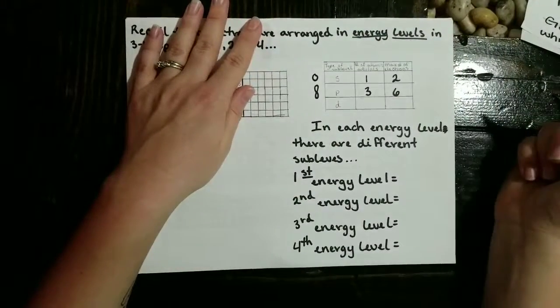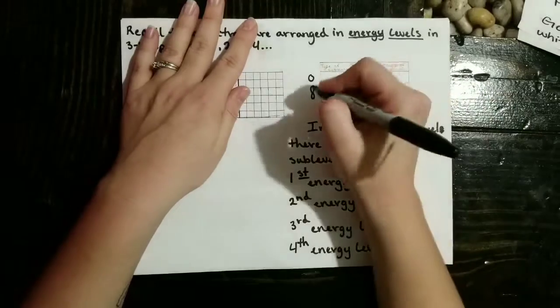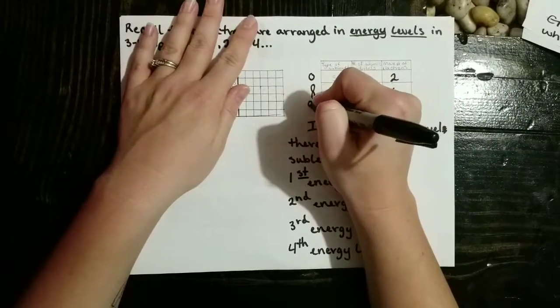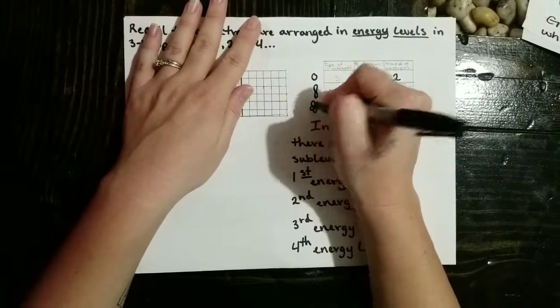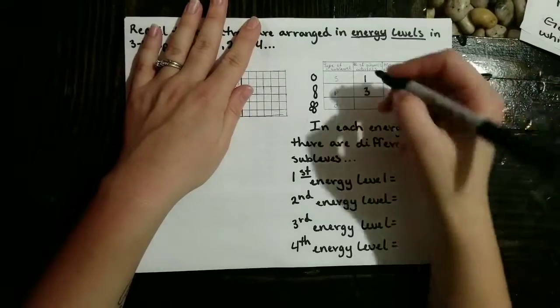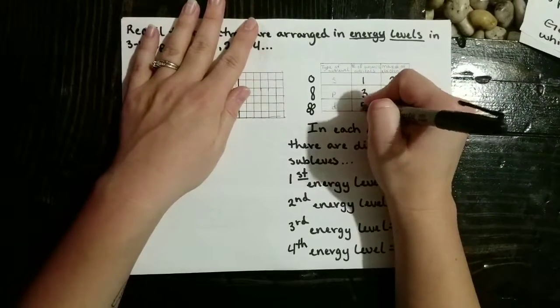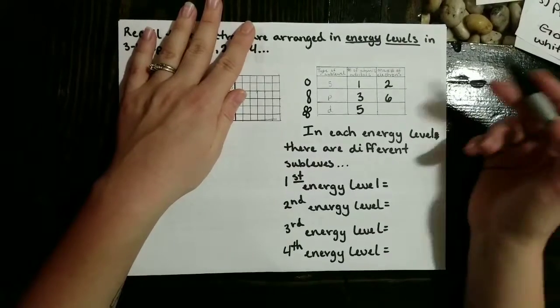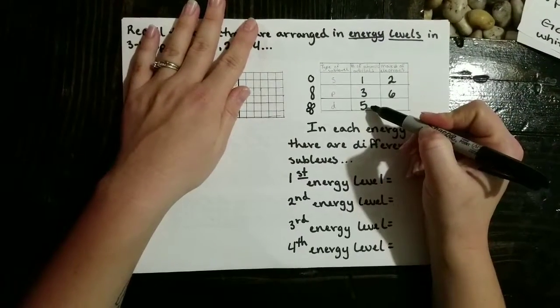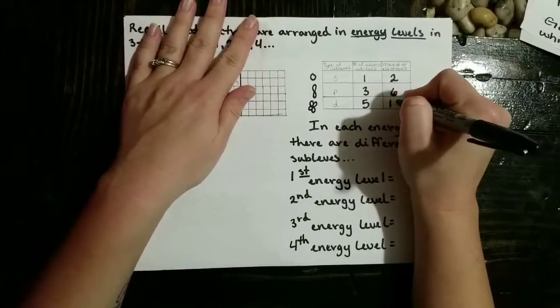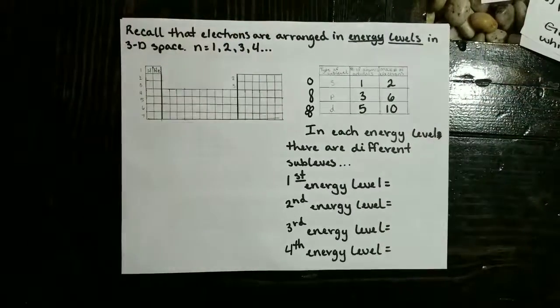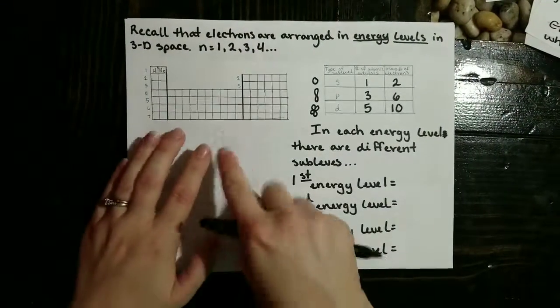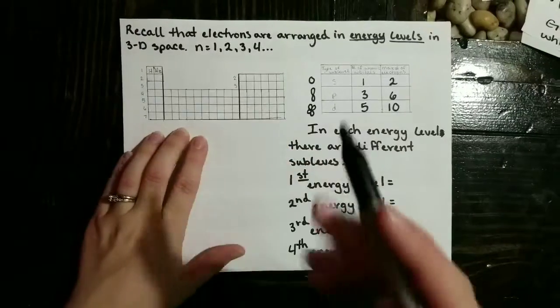The s is a little sphere. The d orbitals were the clover shapes. You will have 5 atomic orbitals in your d sublevel. Each atomic orbital holds up to 2 electrons. That means that the d sublevel can hold a total of 10 electrons. And again, we see this on the periodic table.